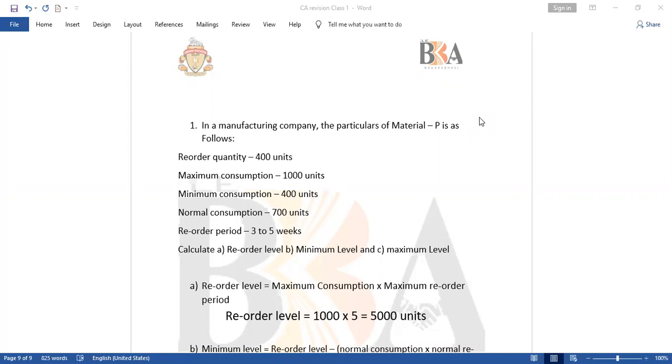In today's session, we will be solving a problem from your previous year paper, from the second chapter, where you can have a look at the problem. In a manufacturing company, the particulars of material M are as follows. The order quantity is given as 400 units. Maximum consumption is 1000 units. Minimum consumption is 400 units. Normal consumption is 700 units. Reorder period is 3 to 5 weeks. And they've asked us to calculate the reorder level, minimum level, and the maximum level.